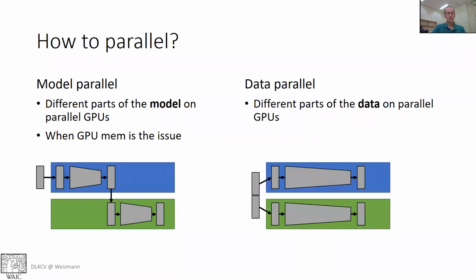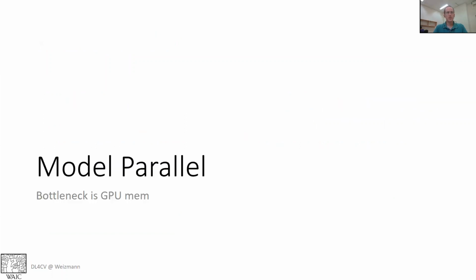On the other hand, there's the data parallel approach, where we just split the data into the different GPUs, and we perform parallel processing of different data on different GPUs. And this is usually done when we have enough GPU memory, but we want more compute power in parallel. So let's dive deeper into these approaches. Let's start with model parallel.